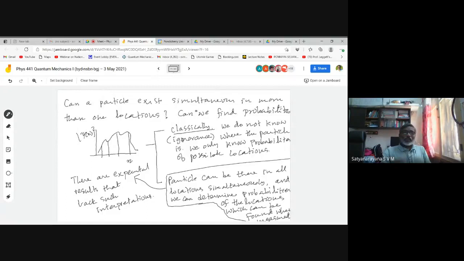I would have preferred not to use this word. Simultaneous has some problem because it is related to time. So let's not worry about simultaneous. You say that there are more possible values of position, or more possible values of energy for that matter. So don't confuse simultaneous with time. Let's not worry about that word.